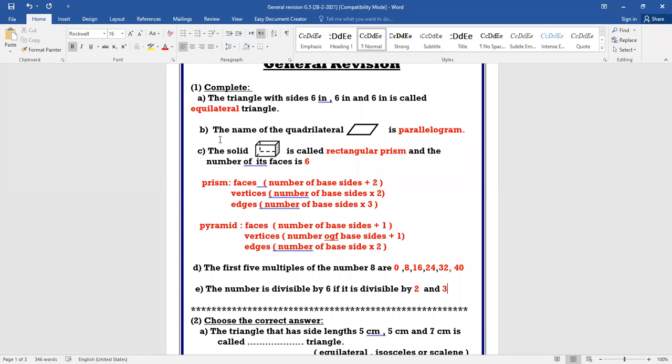And divisibility by 6 depends on the divisibility by 2 and 3. The number is divisible by 6 if it is divisible by 2 and 3.